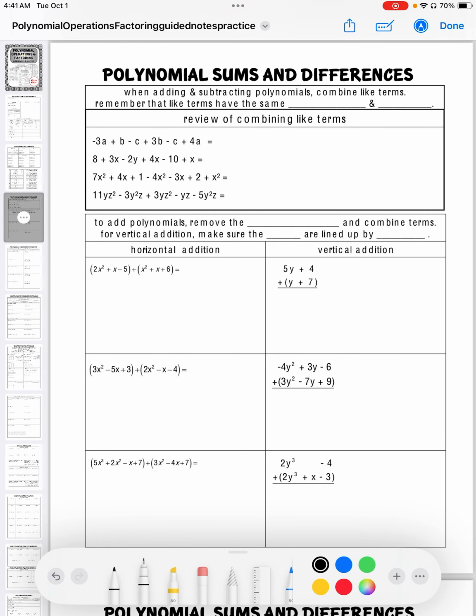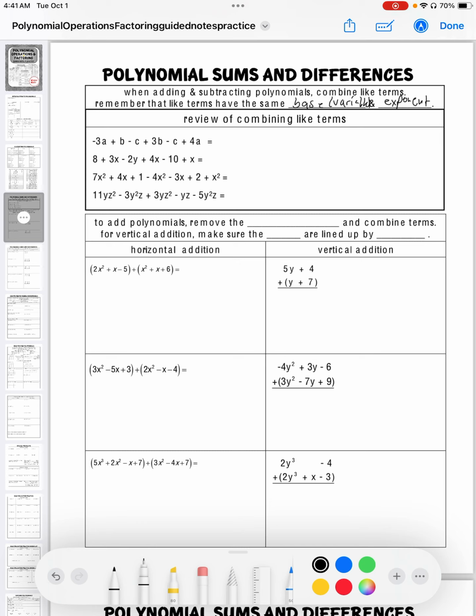Okay, so for polynomial sums and differences, we're going to be adding terms and doing what's called combining like terms. Remember that like terms are going to have the same base, which also would mean variable, and exponent. We're looking for ones that have the same base, or the same variable, the same letter, and the same exponent.